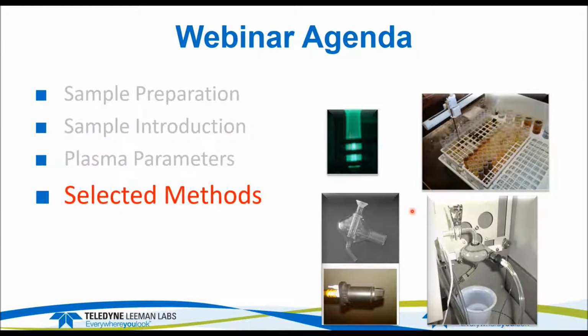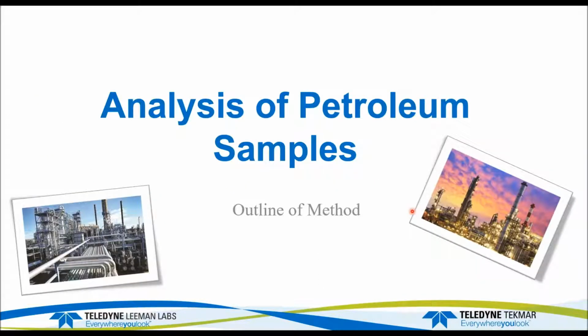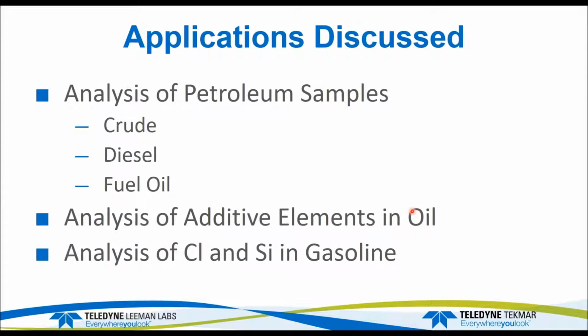Okay, right. So next we'll step into looking at some of the methods that we've had. So look at some organic petroleum samples. Some of the applications that we'll look at: the analysis of crude, diesel, and fuel oil, additive elements in the oils, and the analysis of chlorine and silicon in gasoline.